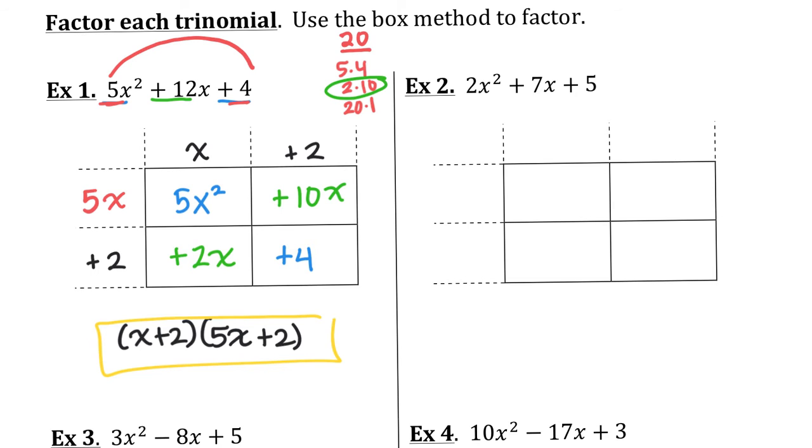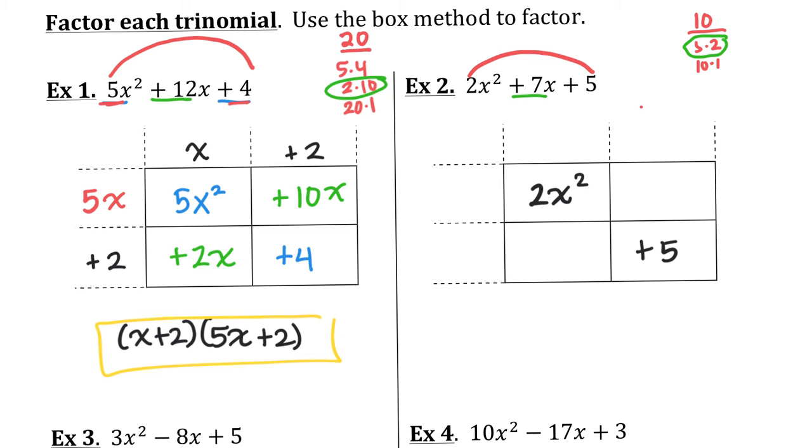Now the first thing I'm going to do is put this one and this one in their correct boxes. So 2x to the second, positive 5. Okay, now I want to figure out how to break up this 7x. So I'm going to multiply this times this, and then think of the factors of 2 times 5 is 10. 5 times 2, 10 times 1. But remember, they have to add up to 7. So 5 plus 2 is 7.